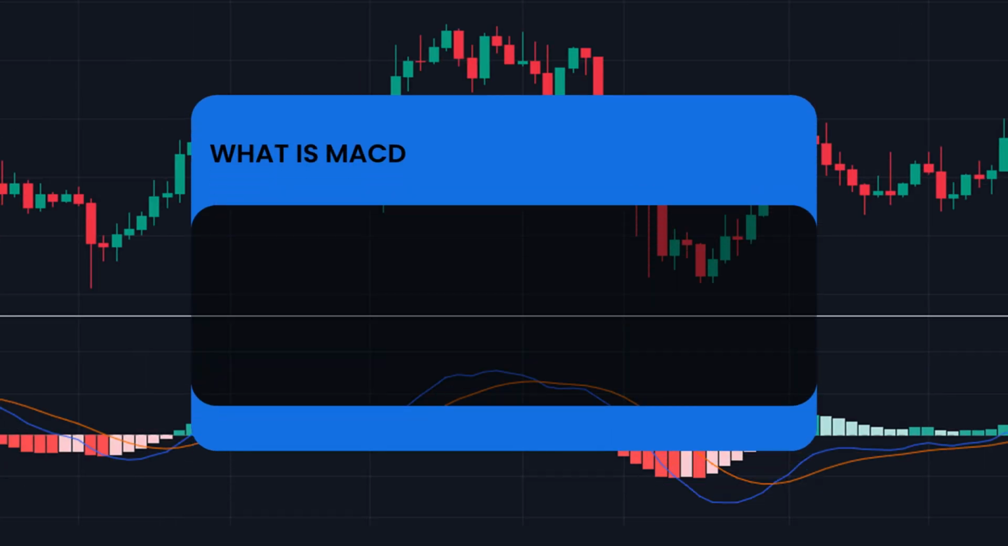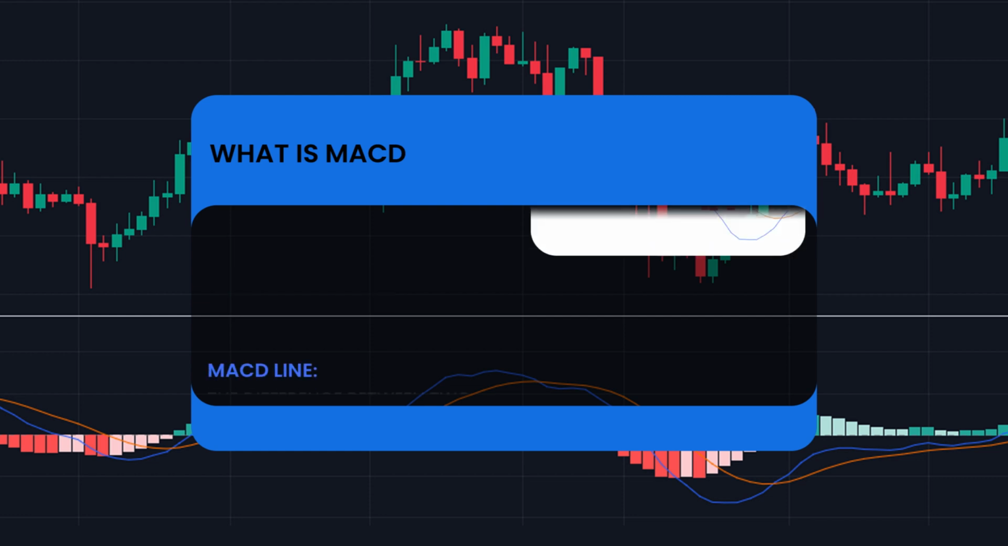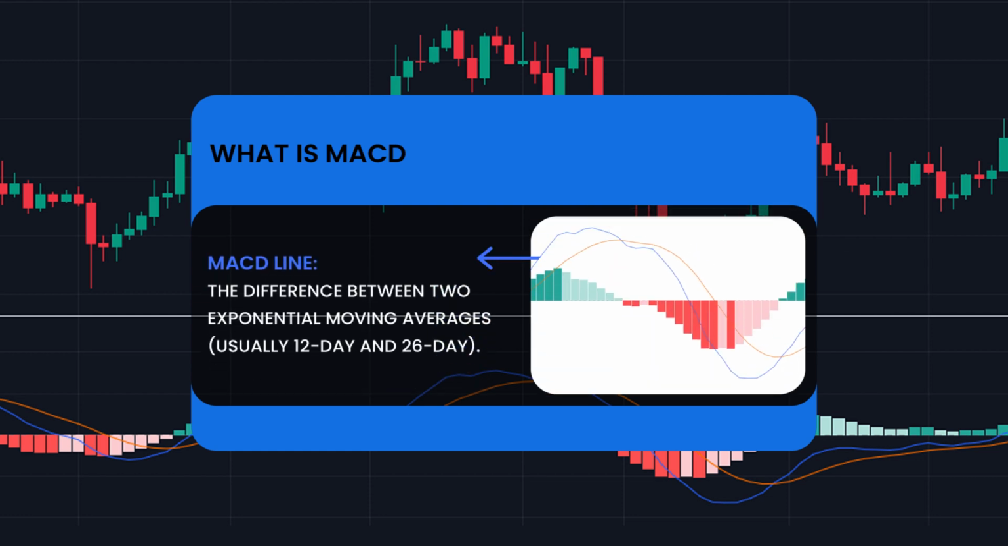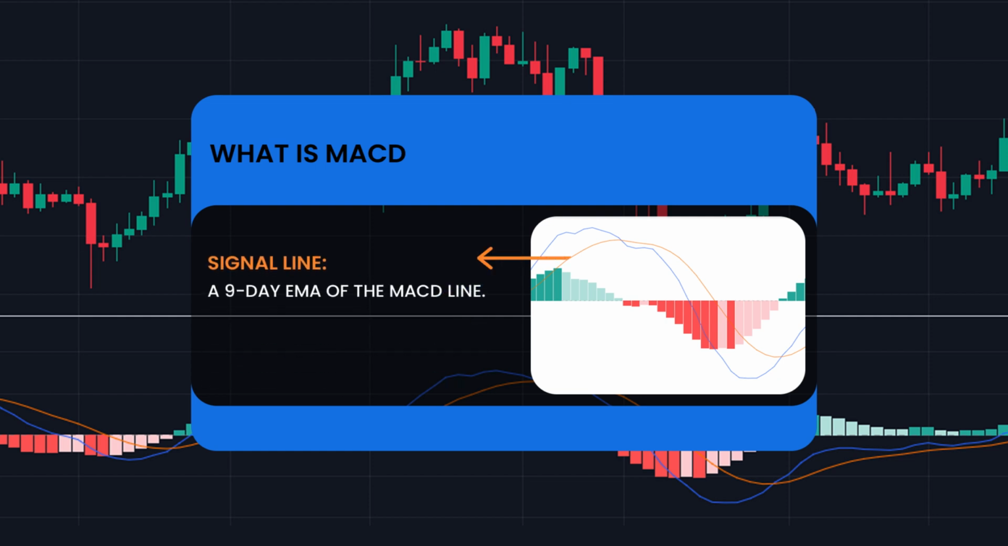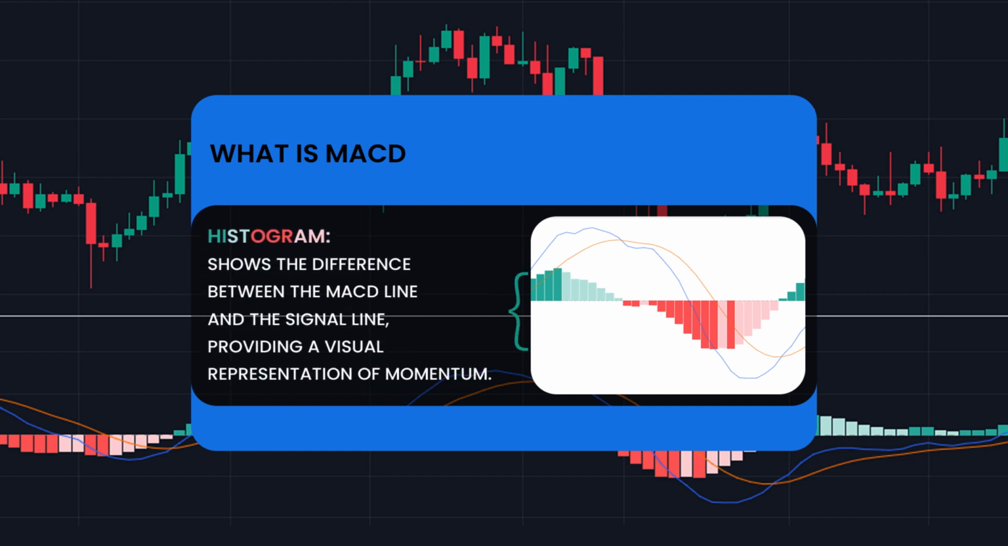What is MACD? MACD consists of three components. MACD line, the difference between two exponential moving averages, usually 12-day and 26-day. Signal line, a 9-day EMA of the MACD line. Histogram shows the difference between the MACD line and the signal line, providing a visual representation of momentum.